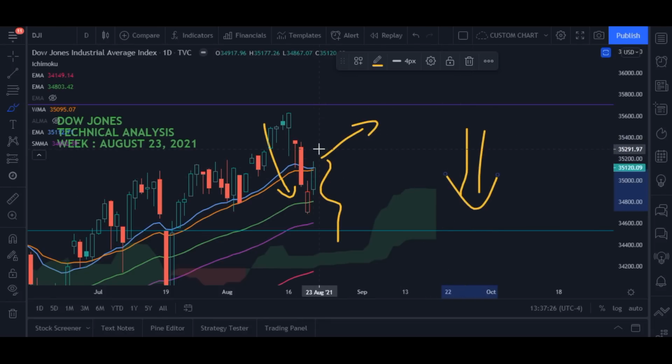So the fate of the market will be decided on Monday. We need to see what happens on Monday, whether the closing will be above the moving averages. If the closing is above the moving averages, then the chances are that the market may move further up. And if the closing is below the moving averages, then for sure the market is expected to come down.